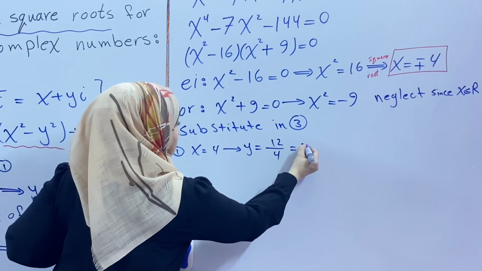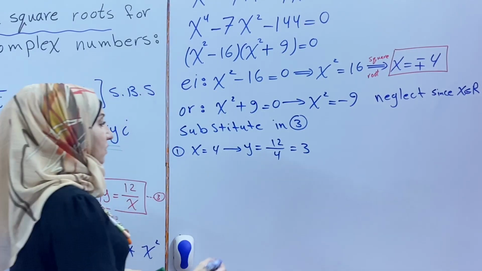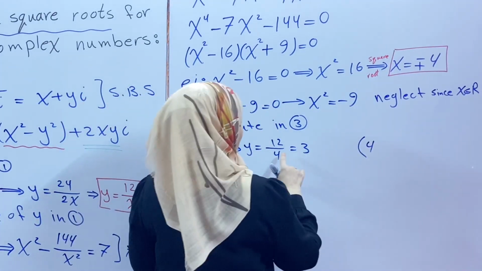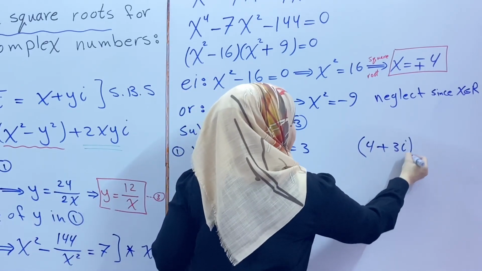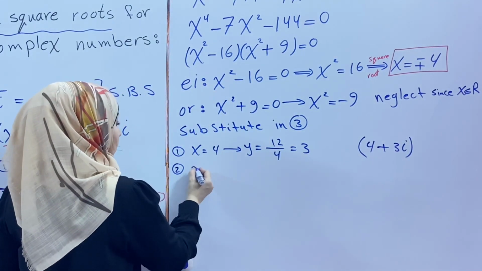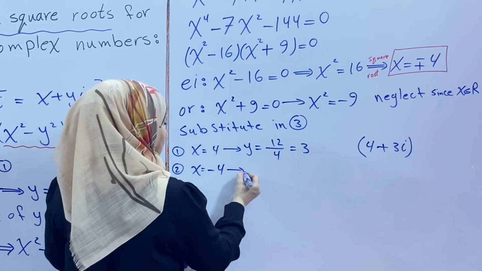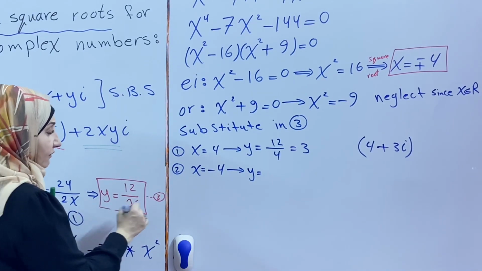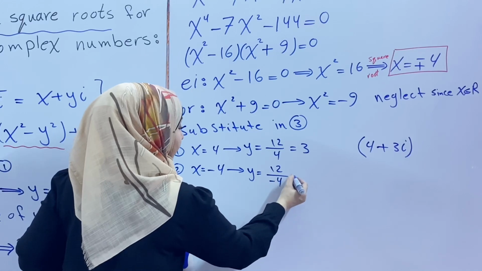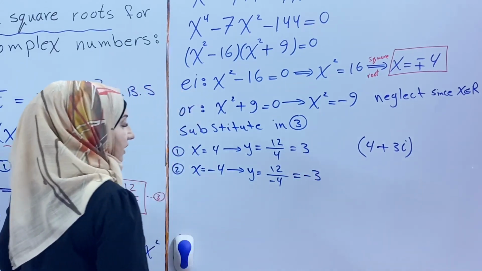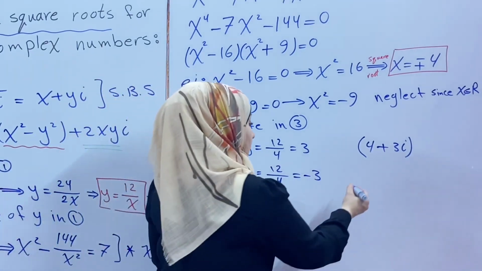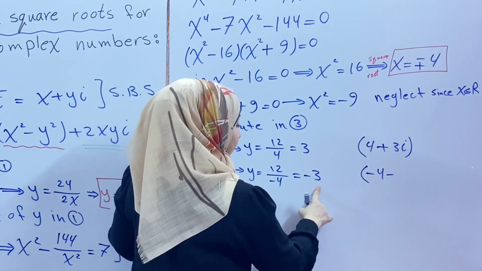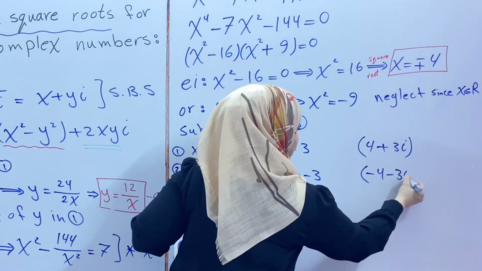12 on 4 and it's equal to positive 3. So that means the first root, when x is positive 4, y is positive 3. This is the first root. And second, when x equals negative 4, that means y equals 12 divided by negative 4, and we will get negative 3 as the value of y. So the second root is when x is negative 4, the imaginary part is negative 3i.